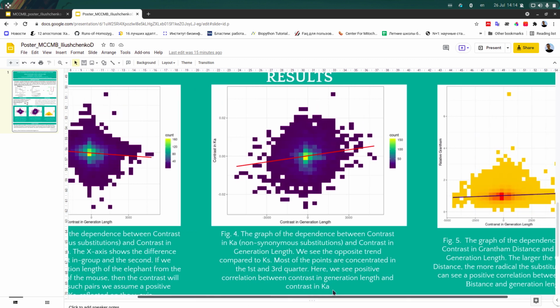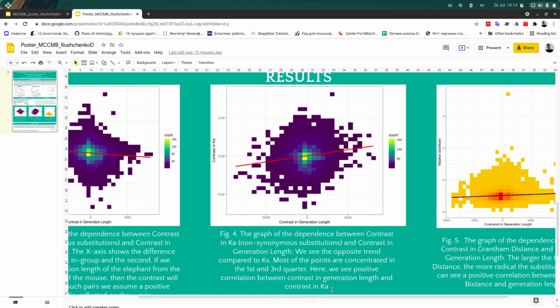In the next graph, we see a completely opposite picture. If the contrast in generation length is negative, then the contrast in KN will also be negative. We see that in the third quarter. If the contrast in generation length is positive, then the contrast in KN will be positive. We see that in the first quarter. Most points should be in the first or third quarters. If we connect them, we will get a positive correlation. When calculating such contrast for each pair, we will get this plot.